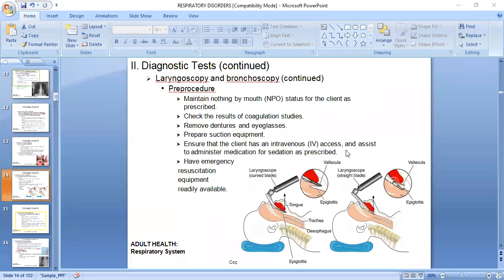If any complications start, we have to manage the patient, and emergency resuscitation equipment should be there. So emergency equipment like CPR, suctioning, oxygen, everything is supposed to be there. If any kind of complications start, then you should be prepared for management.